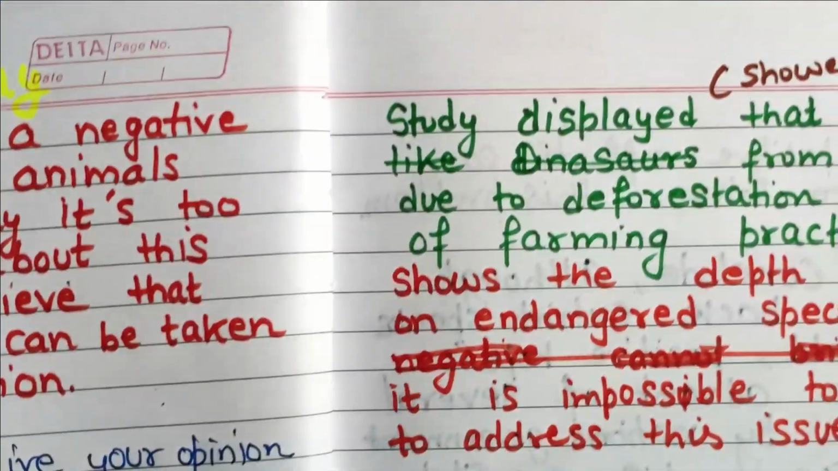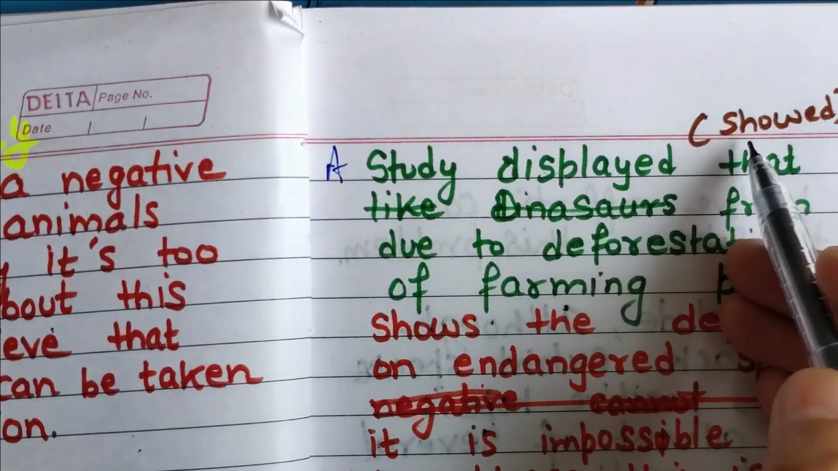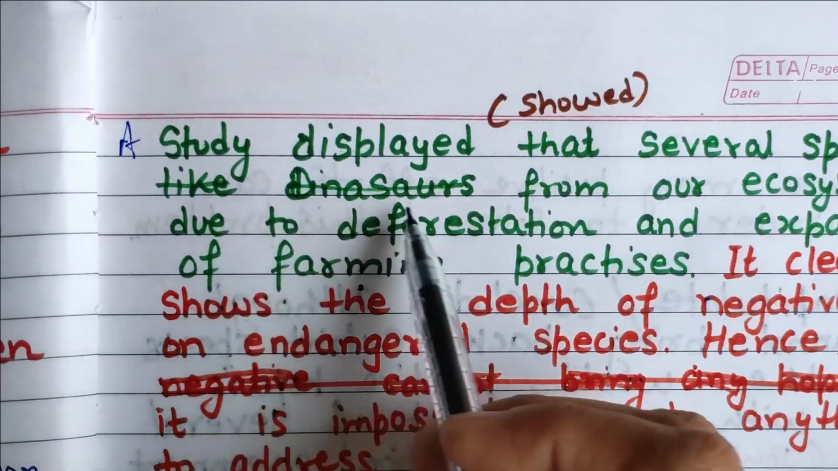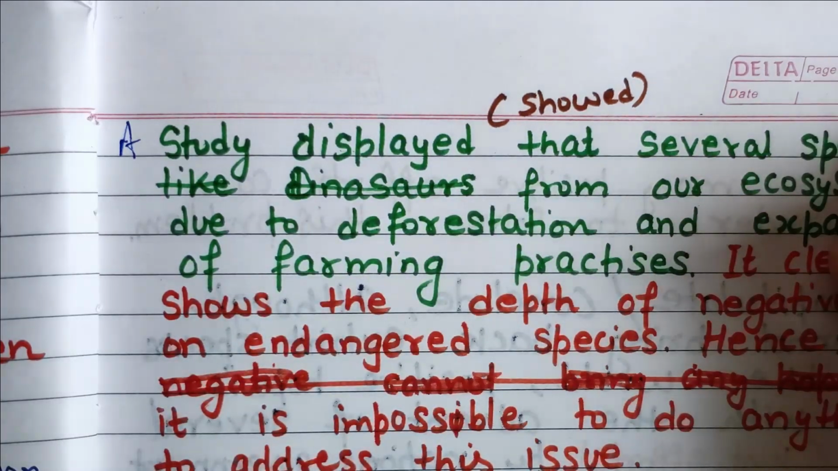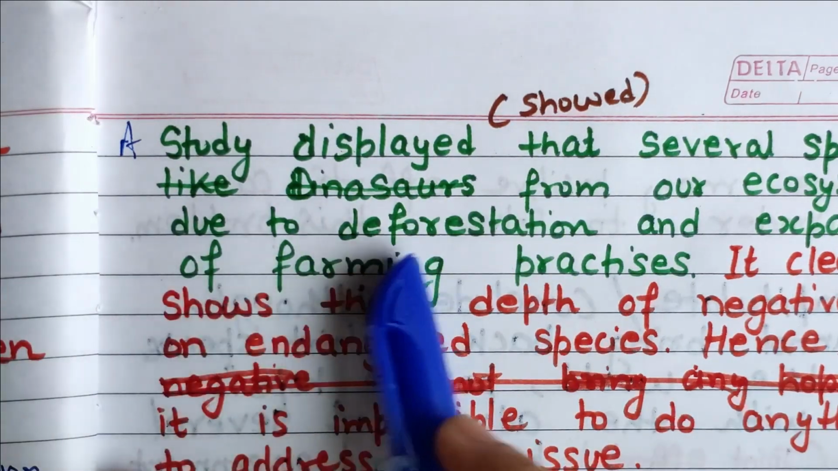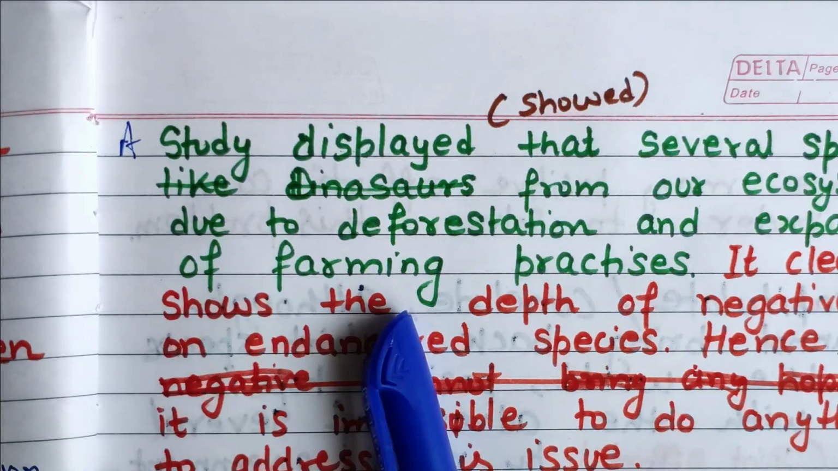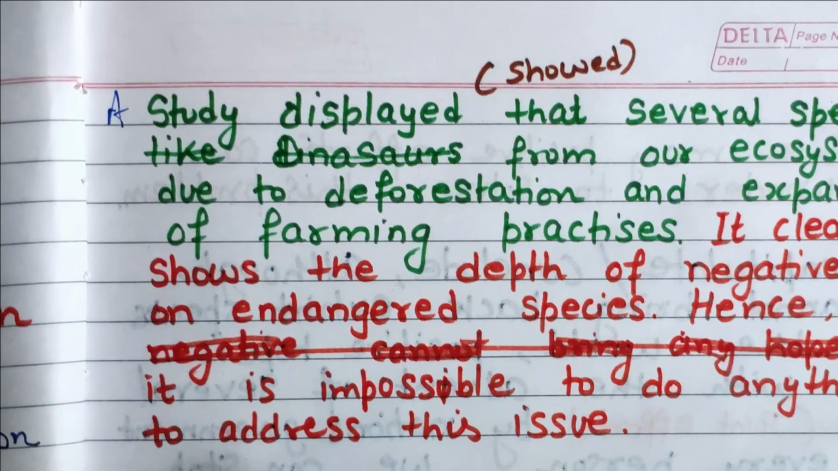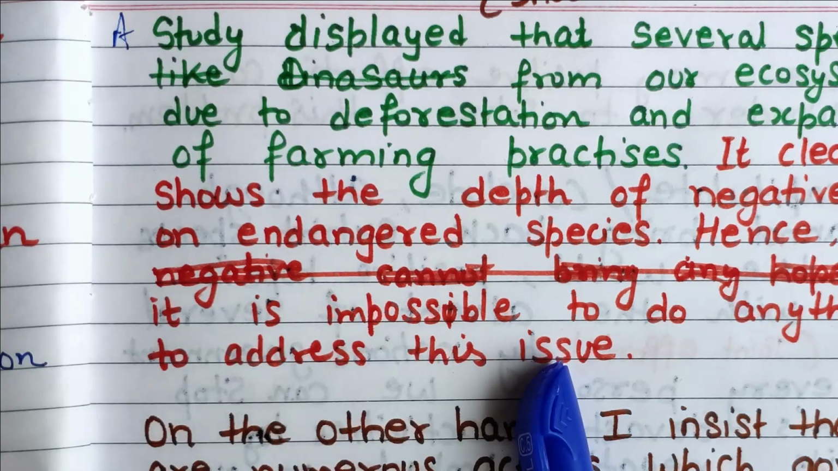This is also right. So one example is there: a study displayed, or showed, you can use the word displayed, that several species like bats and blue whales have gone from our ecosystem due to deforestation and expansion of farming practices. It clearly shows the depth of negative impact on endangered species also. Hence it is impossible to do anything to address this issue.